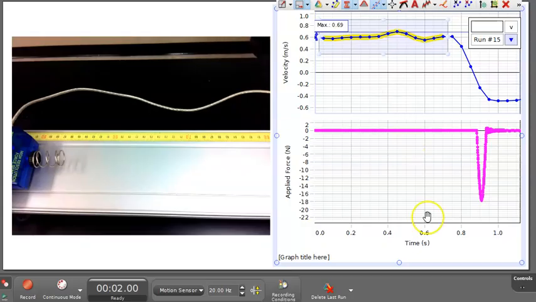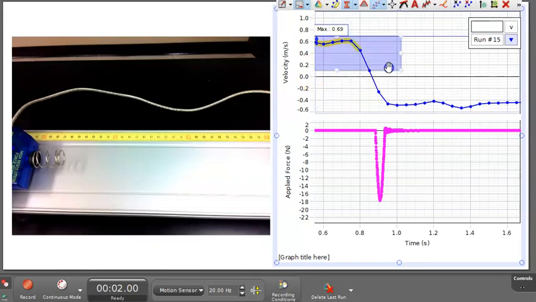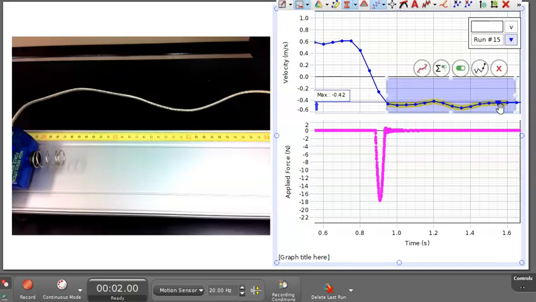Coming out, the average velocity was, I'll just grab the whole thing and put it there, and it comes out at a velocity of negative 0.42 meters per second. Coming out. This is going to give us a change in velocity of negative 1.11 meters per second.